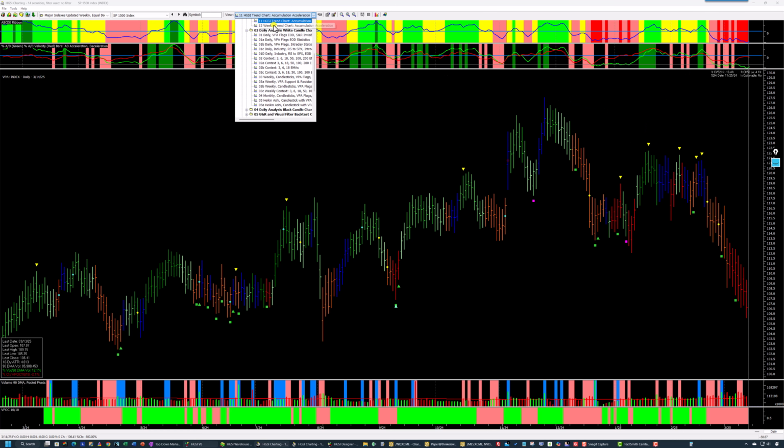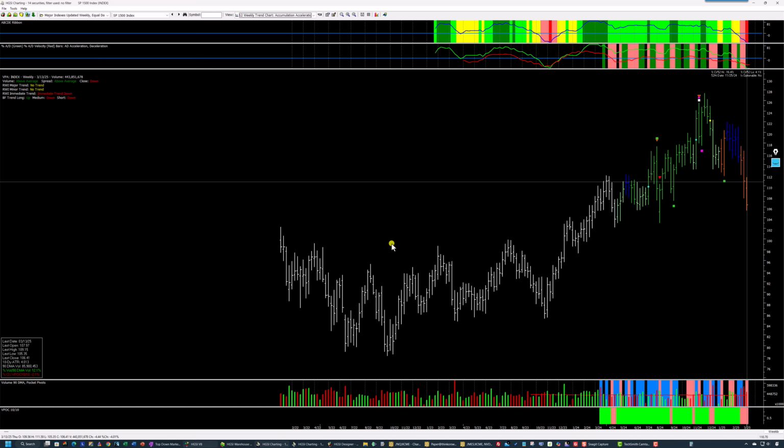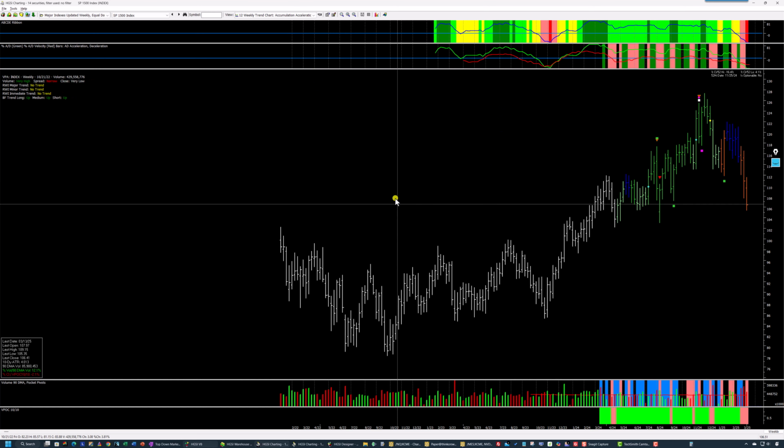And then this is a weekly chart, and the bars are not colored here because VPA does not start firing until we get 120 days of information. So all of this has to build up before we start getting VPA flags on here. That's why I set these indexes to 3 years.